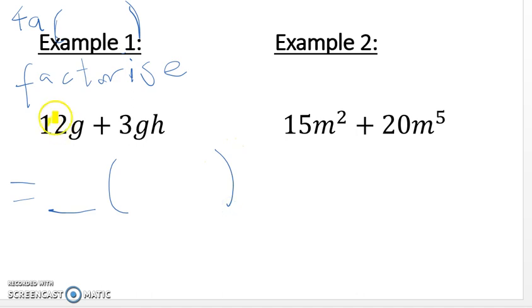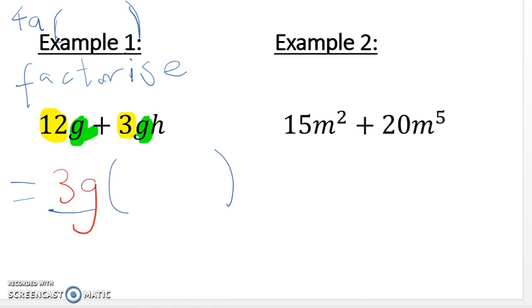So I have a 12 and a 3. And I straight away know that the biggest number that can go into 12 and 3 is 3. We can't take the 12. 12 can't go into 3. It's too big. And then I'm looking at variables. The common variable, I've got a G and a G. I don't have an H in both terms. That means I can only take out the G.